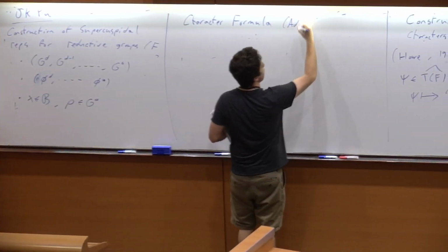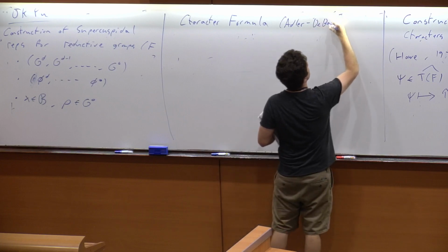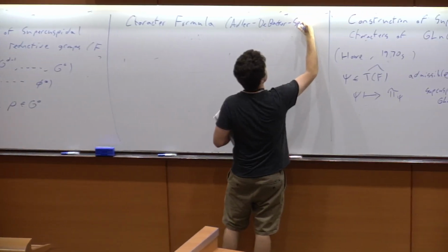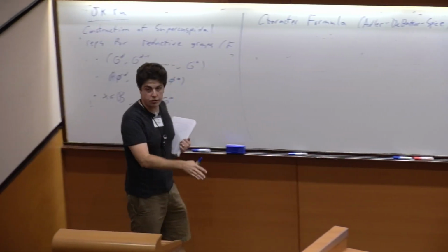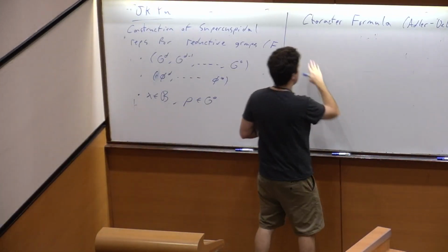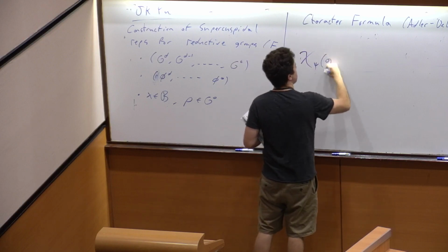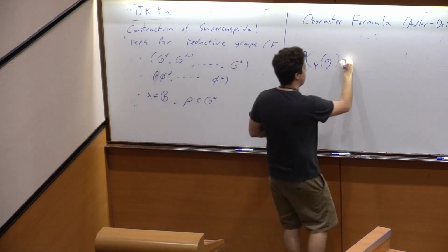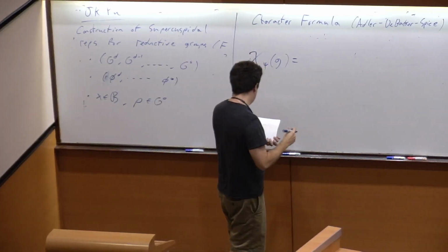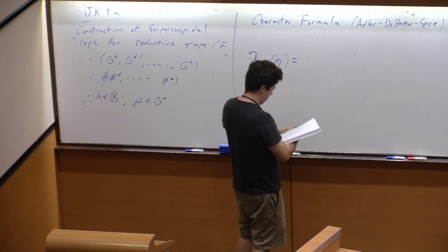Again, by a series of papers by Adler, DeBacker, and Spice, which allows us to compute the characters of these representations. So what we have is that the character of such a representation may be computed as follows. Let me write this down properly.